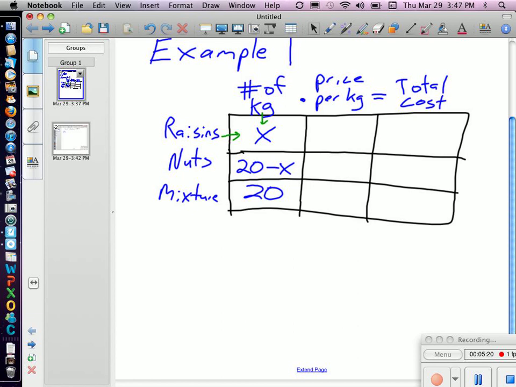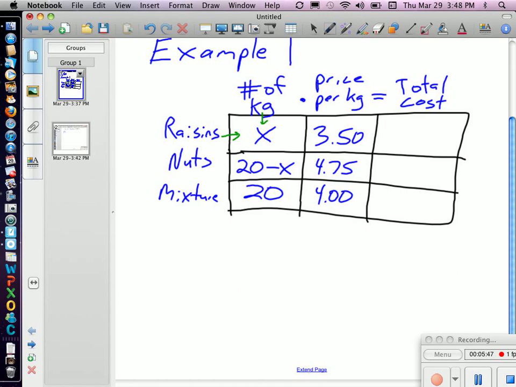Everything else, all the prices per kilogram, are given. So it's $3.50 for raisins. I'll just put 3.5. It is $4.75 for nuts. And when we mix them, it's going to be $4 for each kilogram of the mixture. You can put 3.50 here instead of 3.5 if you like.